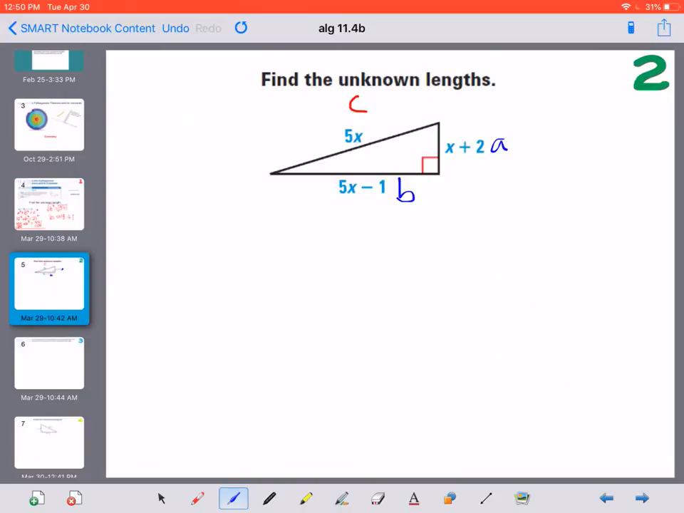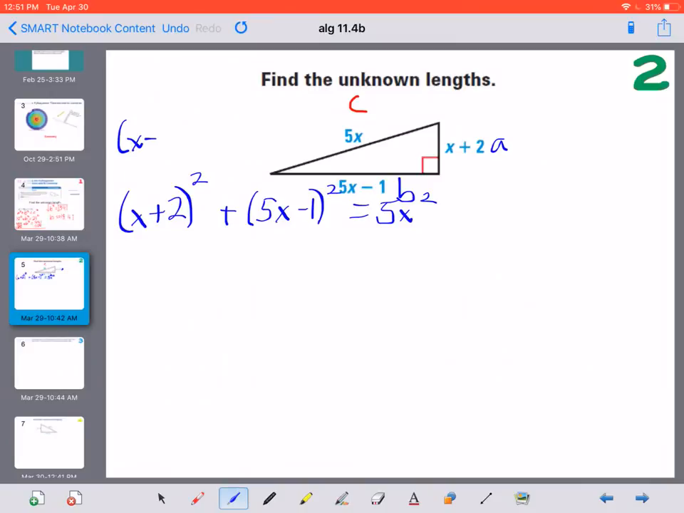So now we're going to have a squared, which is x plus 2 squared, plus b squared, which is 5x minus 1 squared, equals c squared, which is 5x squared. Now here's where it gets a little bit tricky. X plus 2 squared is actually x plus 2 times x plus 2. So we're going to have to multiply those.